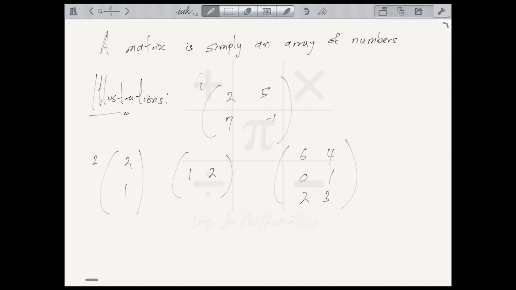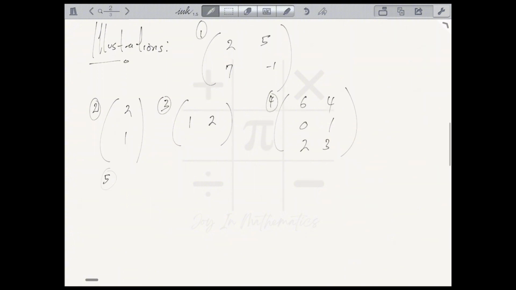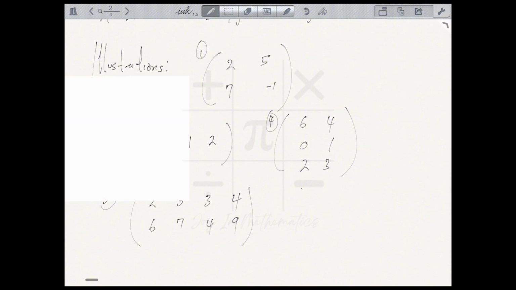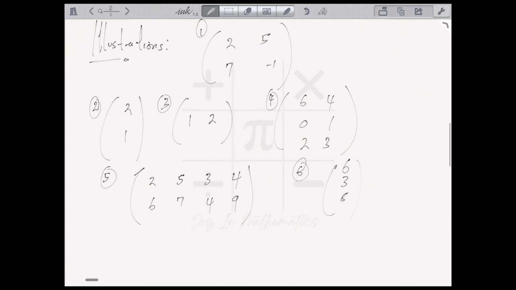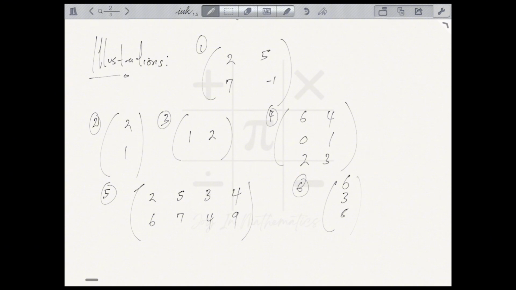We have number 1, number 2, number 3, number 4. Let's take 2 more, so we get familiar with our matrices. Rectangular array. So we have 2, 5, and we also have 3, 4, 6, 7, 4, 9. So we can see that these are all forms of matrices, or illustrations of matrices. We can also have 3 and 8. So these are all illustrations of matrices. In our next video we'll look at the dimensions and the notations of matrices.